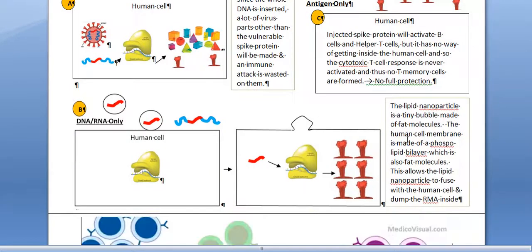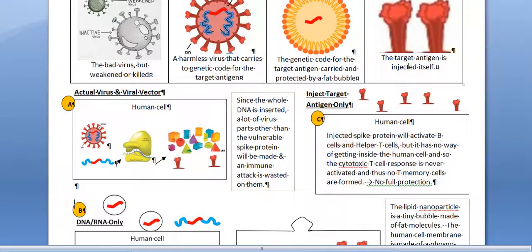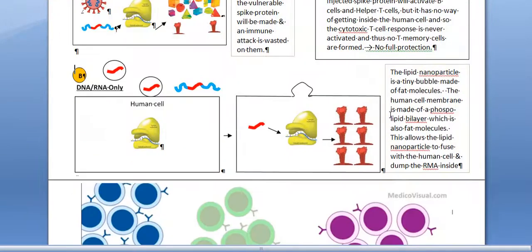All right. The last one is you inject the target antigen itself. You just take this, what you want to target, and inject it into the person. The injected spike protein will activate the B cells and the helper Ts, but these have no way of getting inside the human cell, so the cytotoxic T cell response is never activated, and thus no T memory cells are formed. So you don't get the full protection from this method. You only get the memory B cells. Does that make sense?